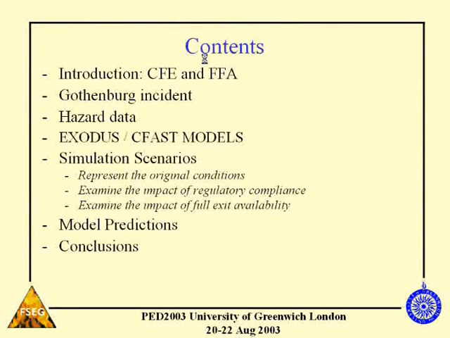I'm going to be describing the Gothenburg incident, something about the hazard data that we've got from SP about the incident. I'm going to very, very briefly talk about Exodus and CFast, and then I'm going to look at some simulations that we've done using CFast and Exodus to look at some of what happened in this tragic incident. In particular, I'm going to look at trying to reproduce the original incident to try and understand what caused it. And then I'm going to look at what would have happened, for example, had they followed the regulatory compliance, had they actually had regulatory compliance. And then what would have happened, for example, if we had put in an additional exit. And then hopefully I'll finish up with some conclusions.